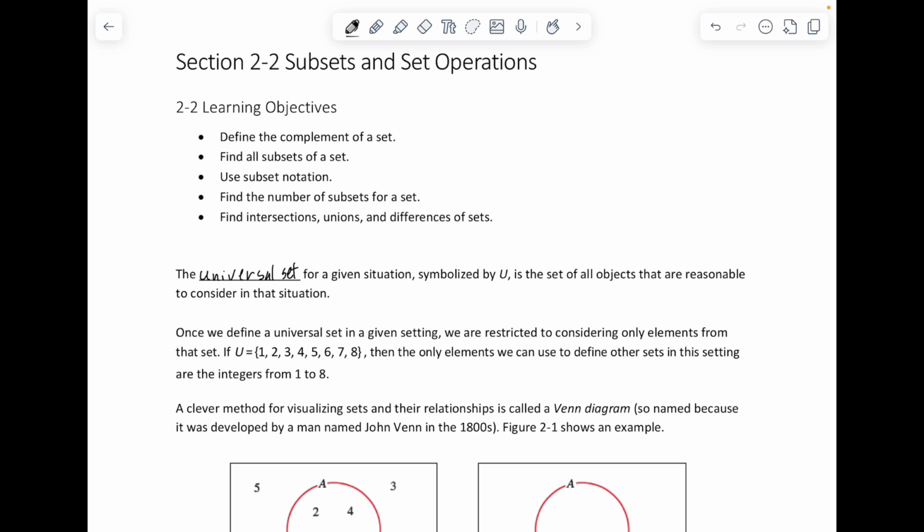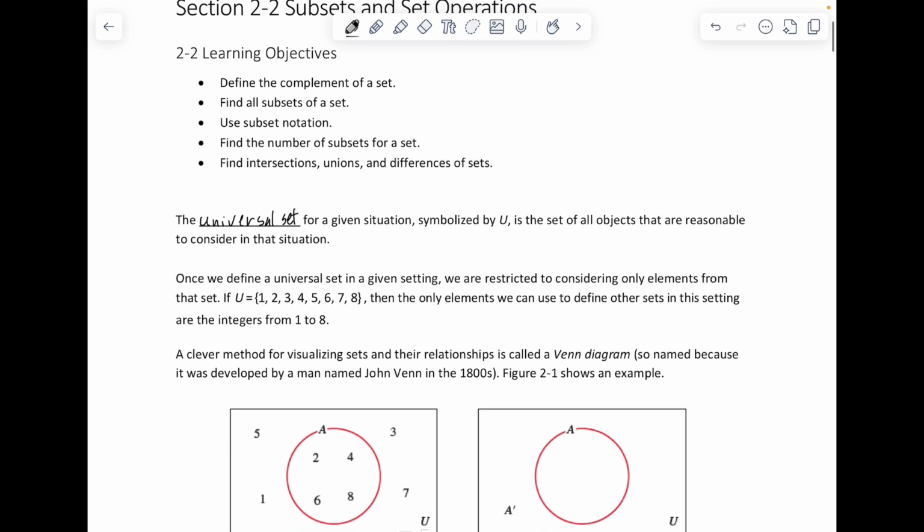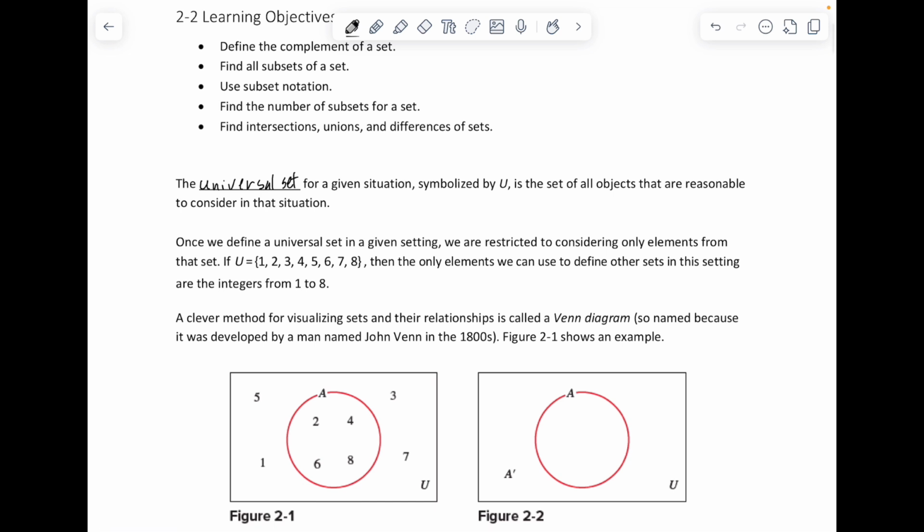So, if the universal set is the natural numbers from 1 to 8, then the only elements we can use to define other sets in this setting would be the natural numbers or the integers from 1 to 8. A very useful tool for visualizing sets and their relationships is called a Venn diagram. It's named after John Venn, who developed it in the 1800s. We'll be looking at Venn diagrams quite a bit over the next few sections, but we'll introduce the idea here.